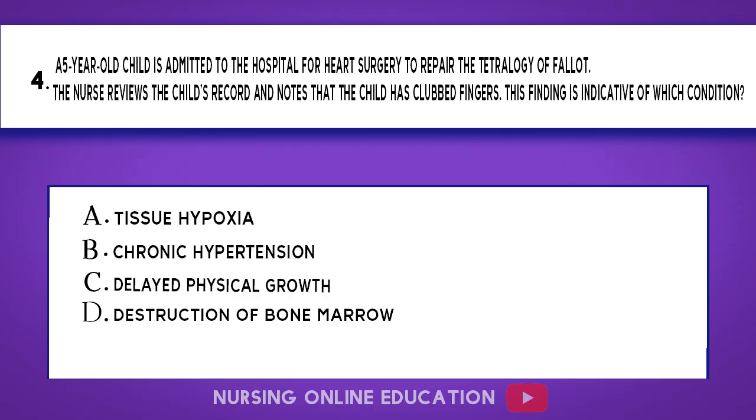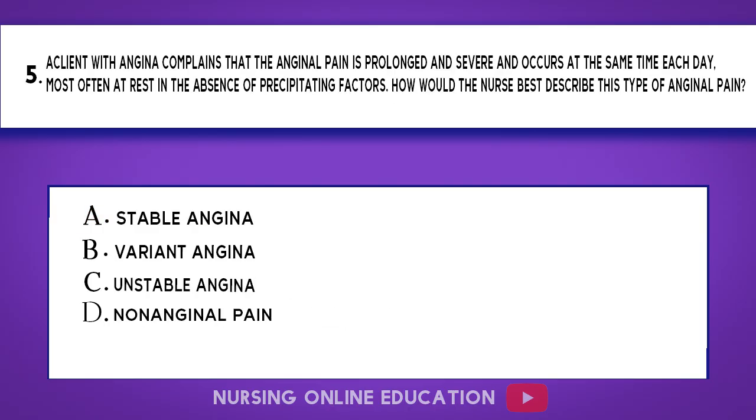4. A 5-year-old child is admitted to the hospital for heart surgery to repair the tetralogy of Fallot. The nurse reviews the child's record and notes that the child has clubbed fingers. This finding is indicative of which condition? A. Tissue hypoxia. B. Chronic hypertension. C. Delayed physical growth. D. Destruction of bone marrow. The answer is option A. Tissue hypoxia.